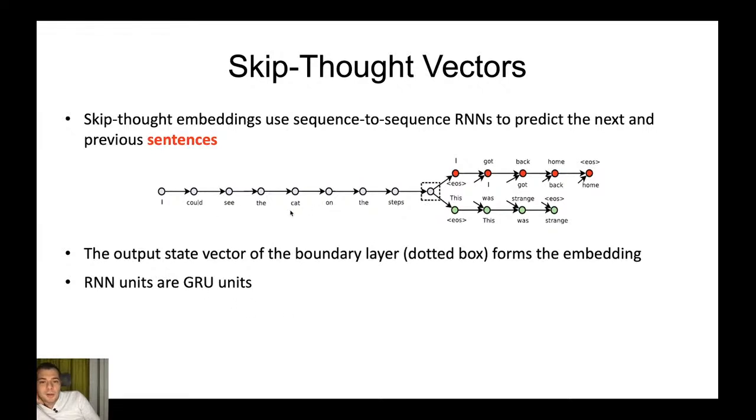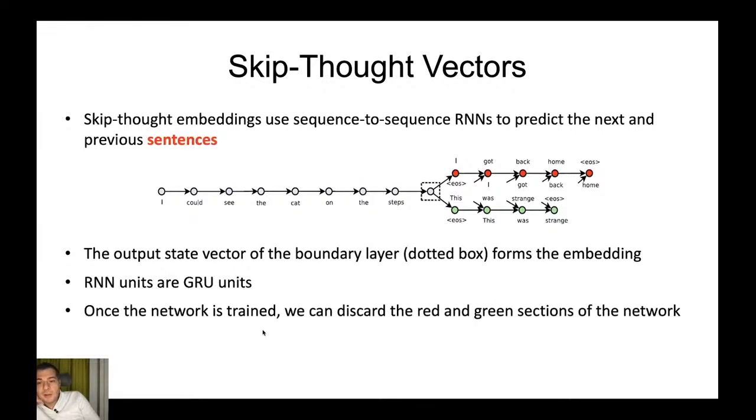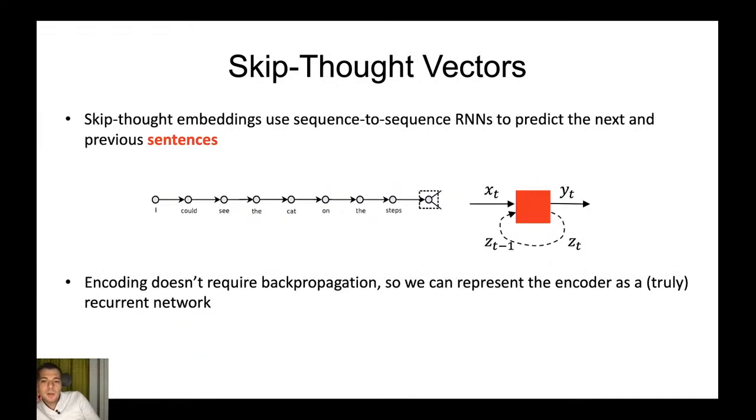The units here are actually gated recurrent units, so these are simplified versions of LSTM cells. And once the network is trained, we can discard these parts, and we just use this part of the RNN model to obtain the embedding for a sentence. So here they have this binary decision. So is this the next sentence or the other? So this model was introduced in this NeurIPS 14 paper.